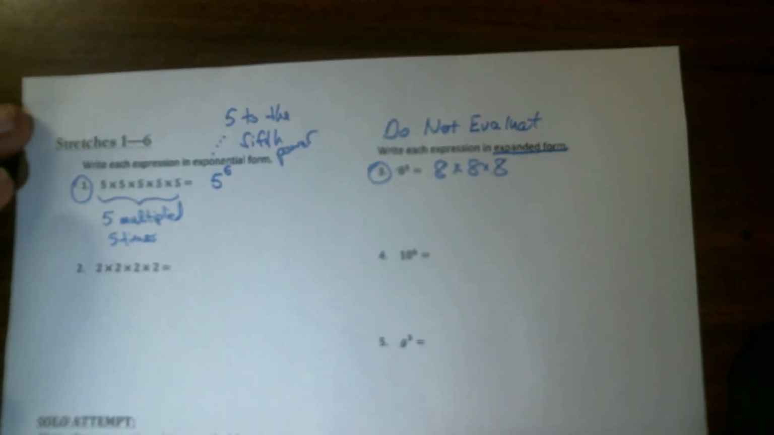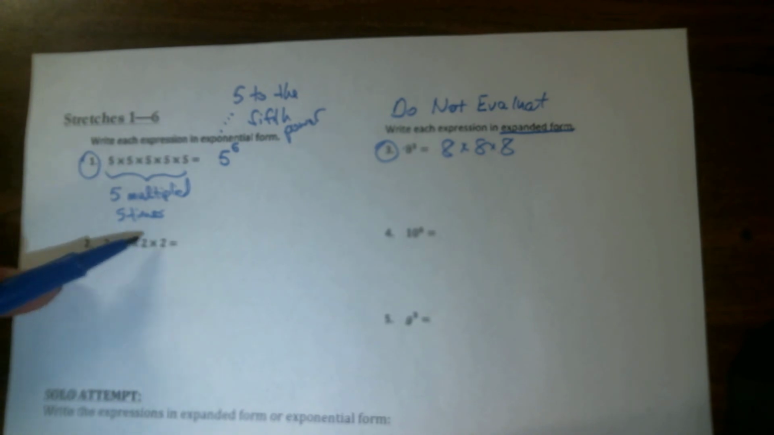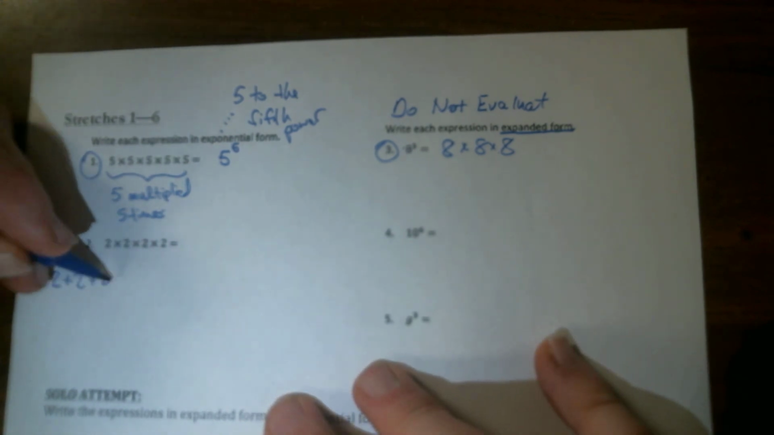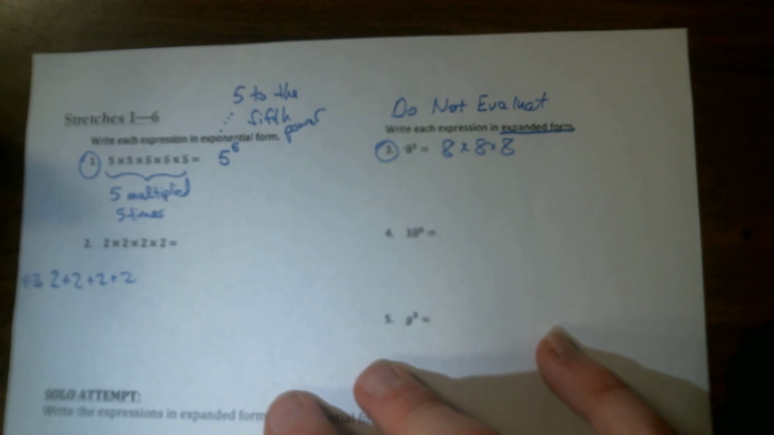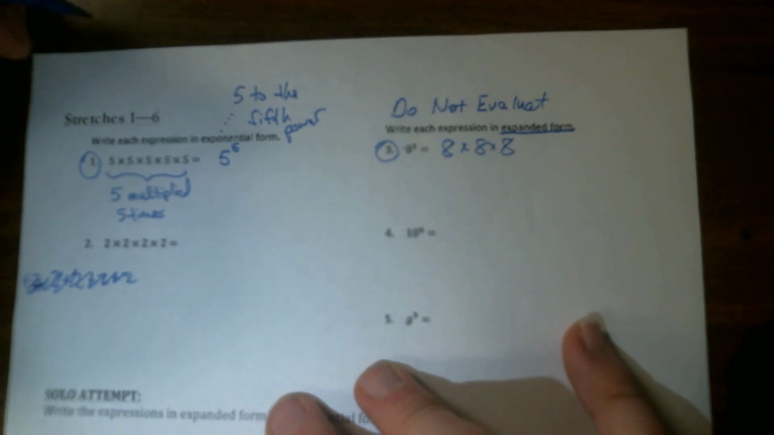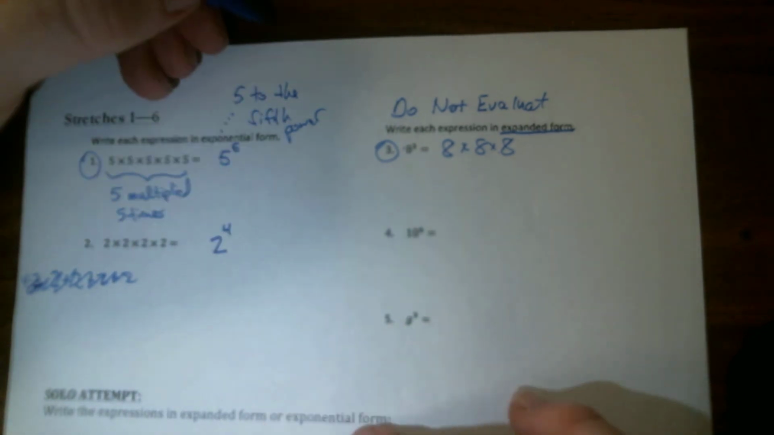Pause the video, come back in about 30 or 40 seconds, and see if you got some of the same answers. And hopefully you're back after pausing your video. So I have 2. How many times do I have 2? Well, I have it 4 times, and I'm multiplying. That's key. If it were 2 plus 2 plus 2 plus 2, that would be very different. That would mean 4 times 2. Totally different. That's not what we're talking about. We're talking about multiplication, though. So I'm going to say this is equal to 2 to the 4th power. So that's its exponential form.